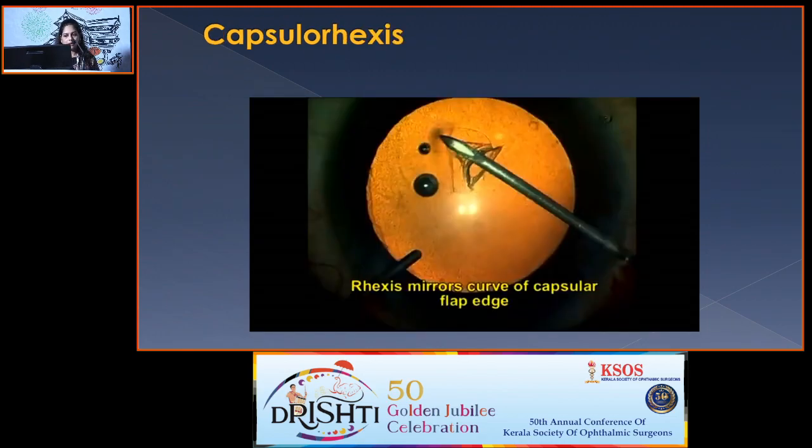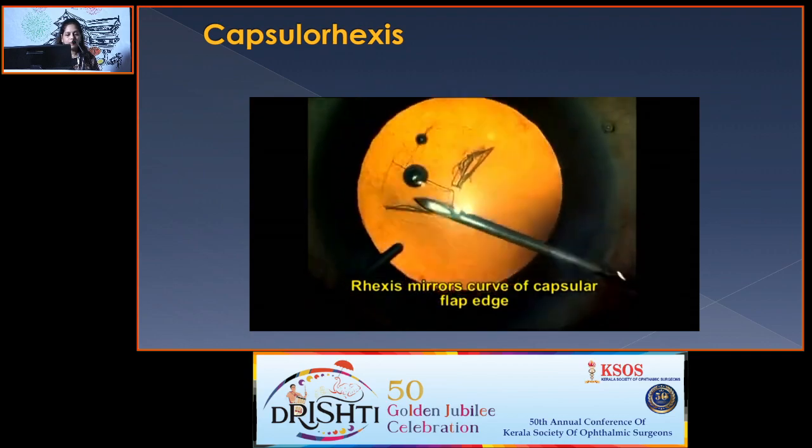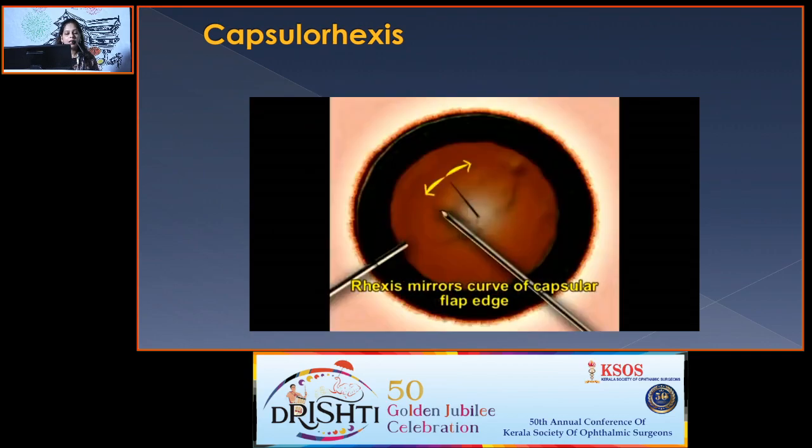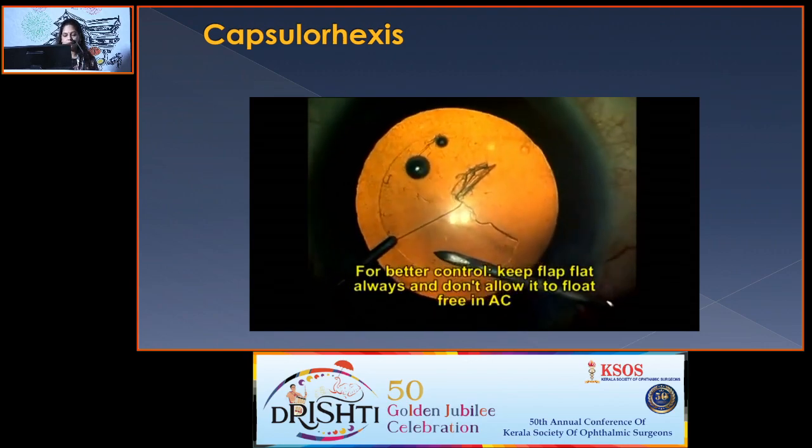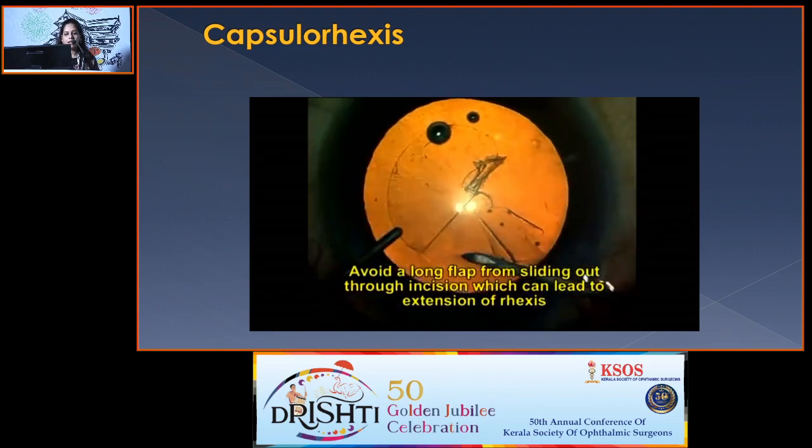Coming to the capsular axis, try to get a 5 to 6 mm capsular axis. Never keep the capsule floating inside the anterior chamber. Always keep it flat with proper viscoelastic. Hold the eye with the left hand.